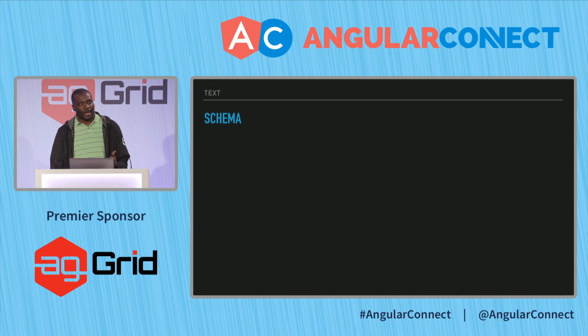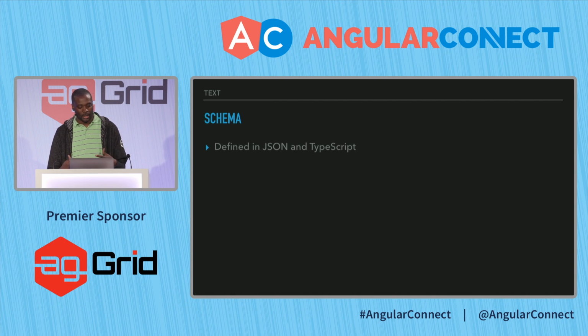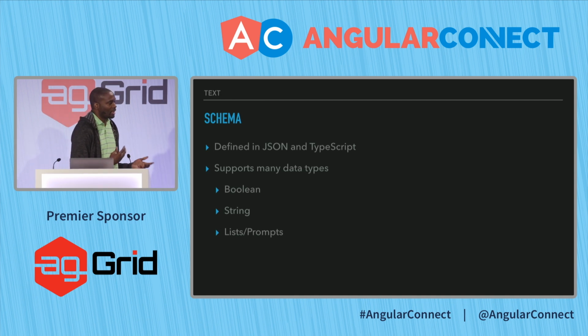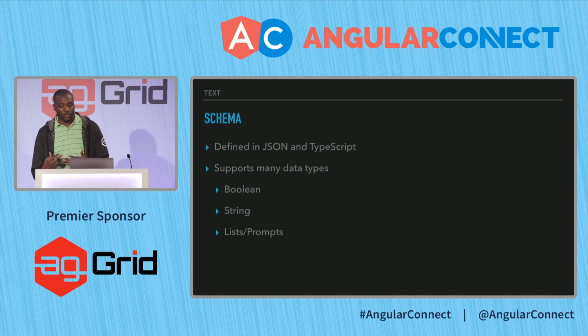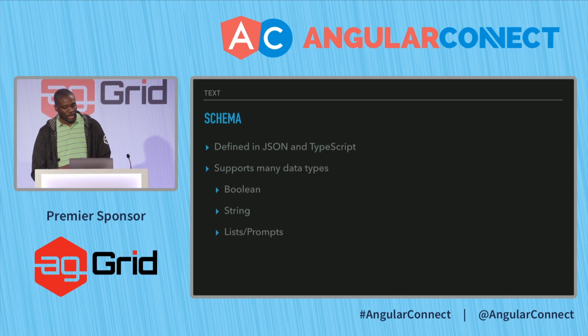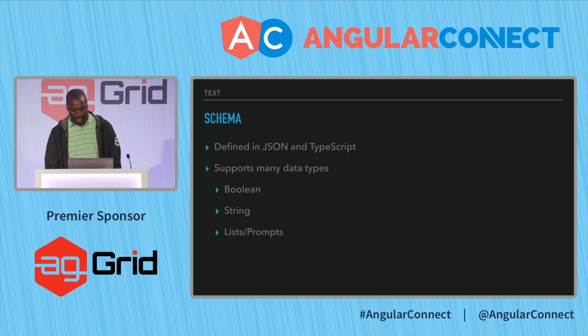So the schema is defined in a couple of ways. It's defined in JSON and in TypeScript. And the JSON is used to declare the validation for the available options. It supports many data types. So if you looked at schematics before, you use ng generate. You provide things that you request, a string, or if you pass the routing flag, it could be a Boolean, or even lists or prompts, which are enabled in the most recent version of the Angular CLI.